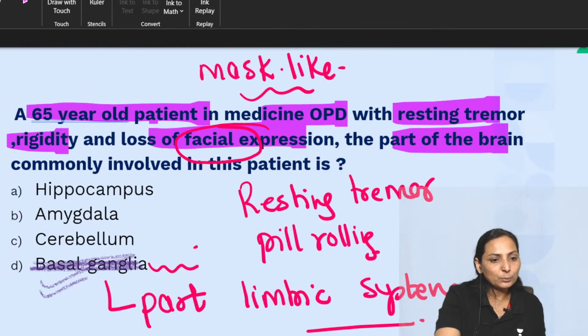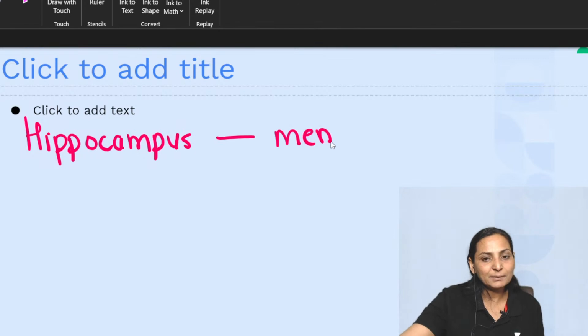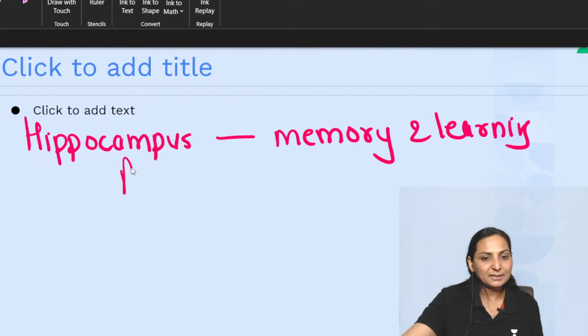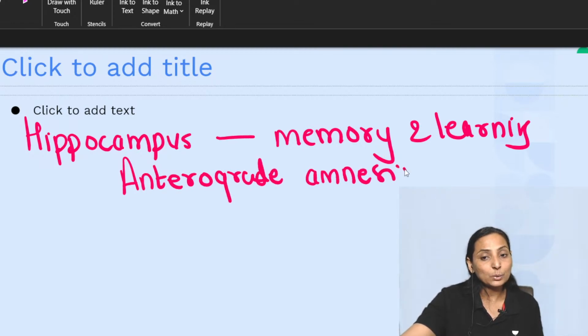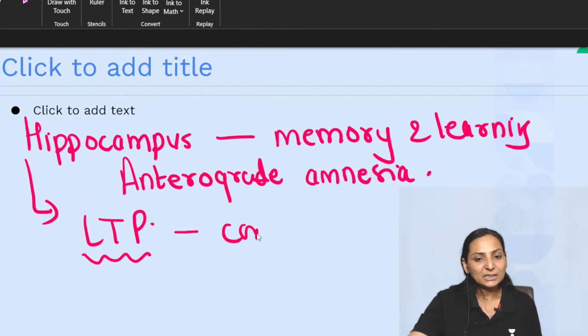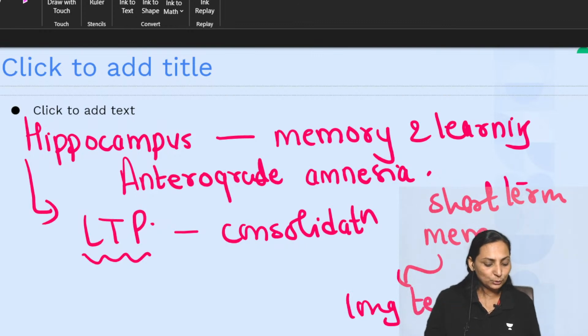what is going to occur with a lesion of the hippocampus? The hippocampus plays a very important role in memory and learning. So the patient has difficulty in learning, and what he will develop is anterograde amnesia, right? Remember that it shows a very important phenomenon, that is long-term potentiation. Long-term potentiation helps in consolidation, that is converting your short-term memory into long-term memory, right?